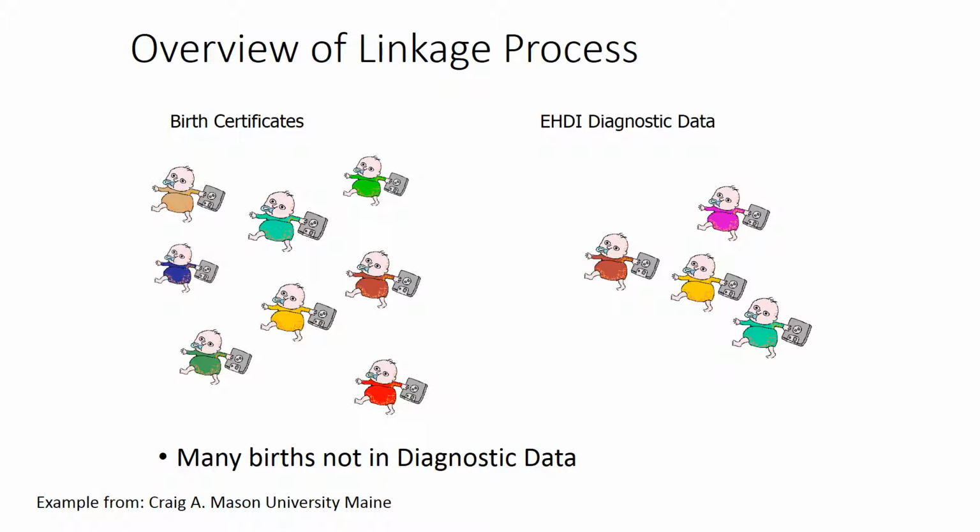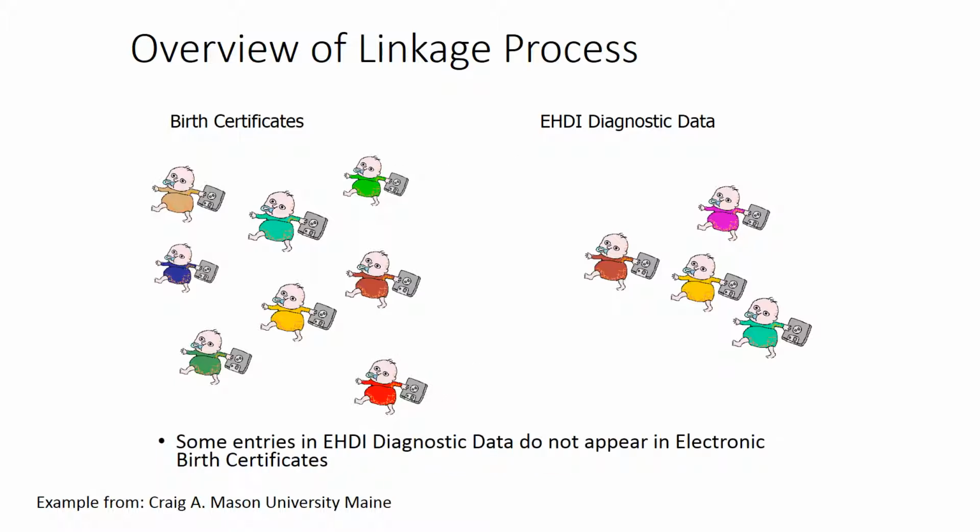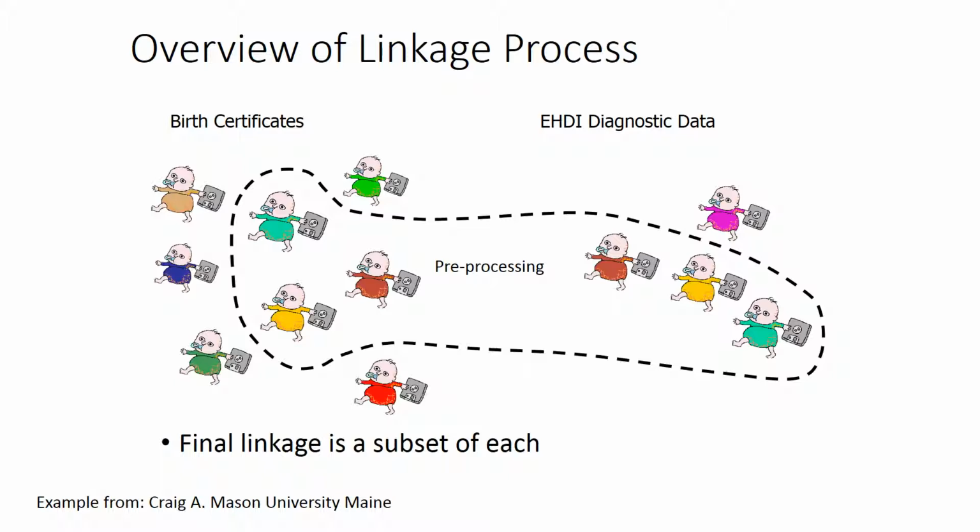Equally, you might have the situation where some babies in the birth certificates dataset do not occur in the diagnostic data. For example, the green and the red baby in this example. Now, in the same way, there might be babies which occur in the diagnostic data which are not present in the birth certificates data. For example, here, the pink baby. Now our aim is to find those babies which are present in both datasets. So to find, in other words, the subset of babies in the birth certificates dataset as well as those which match to those in the diagnostic dataset.